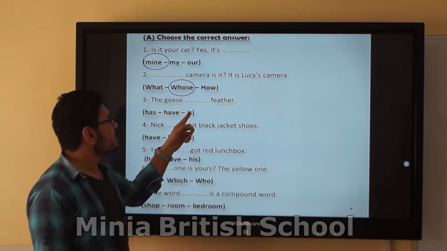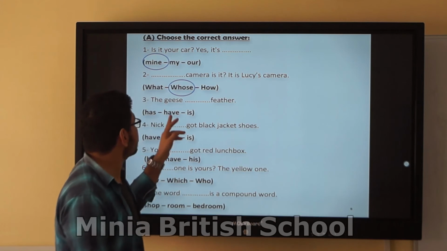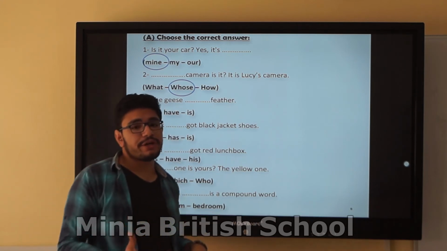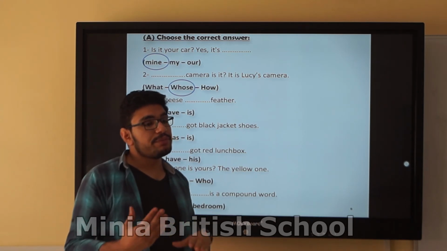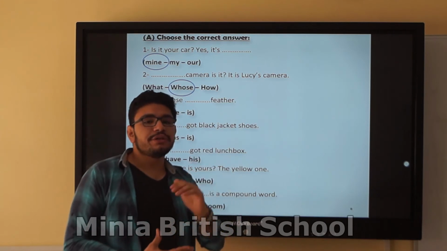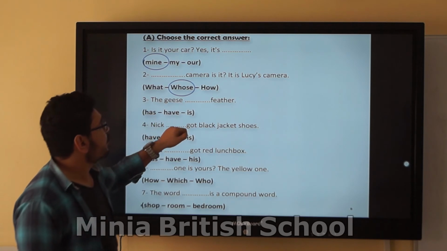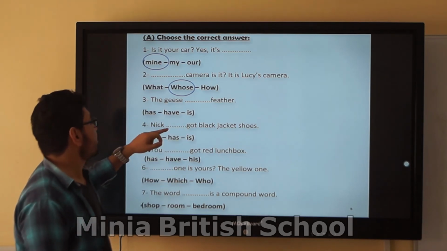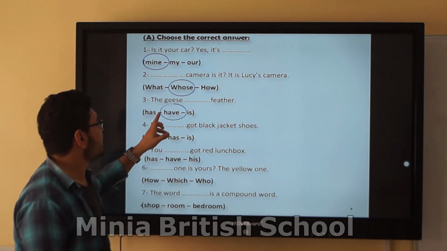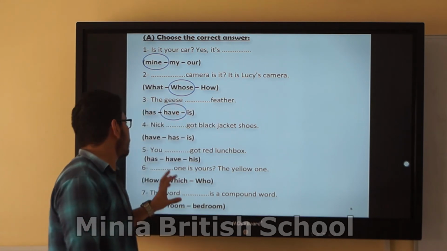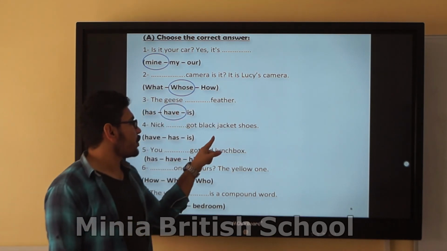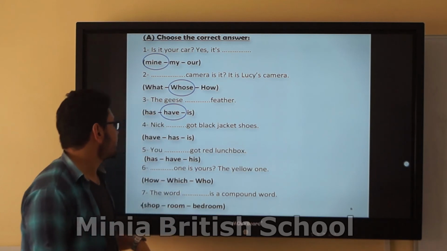The geese have feathers. Here, geese, is it a singular or plural noun? If you remember, geese is an irregular plural noun. So here, we use has or have or is. Yes, we use have with plural. The geese have feathers. Number 4, Nick got a black jacket.